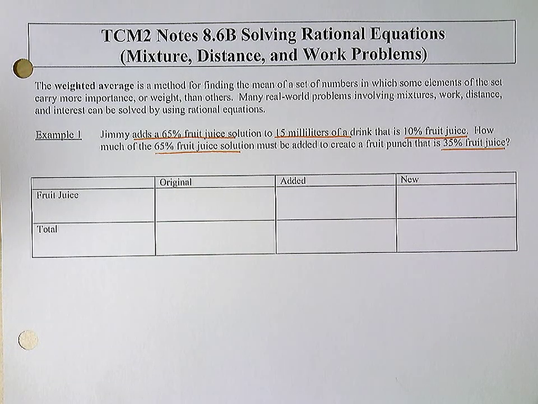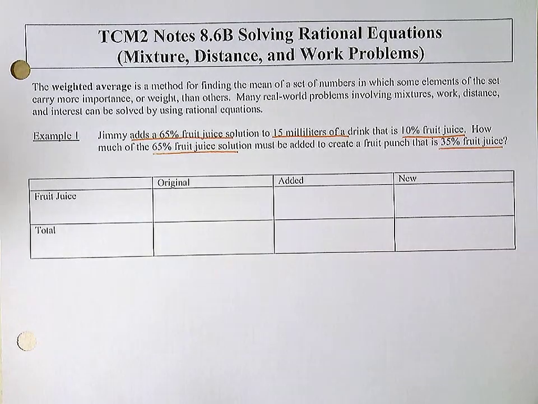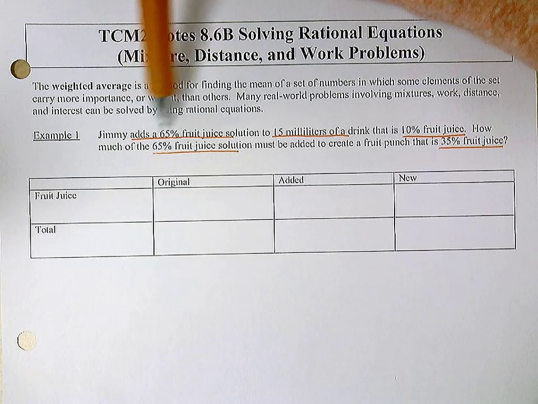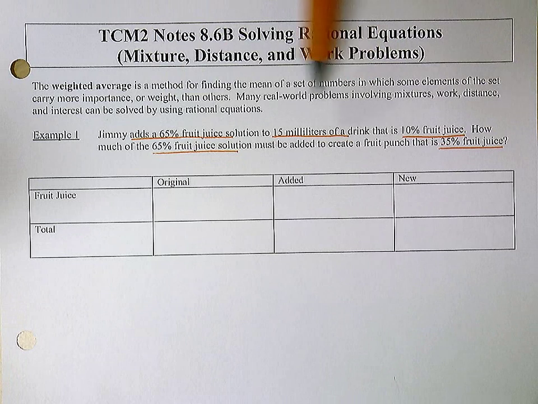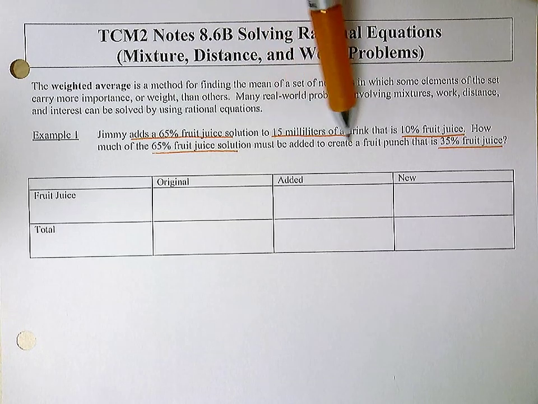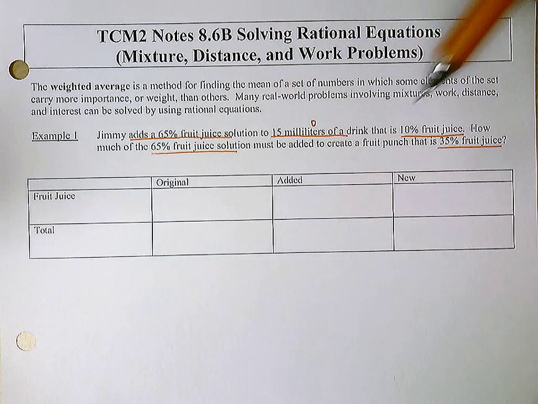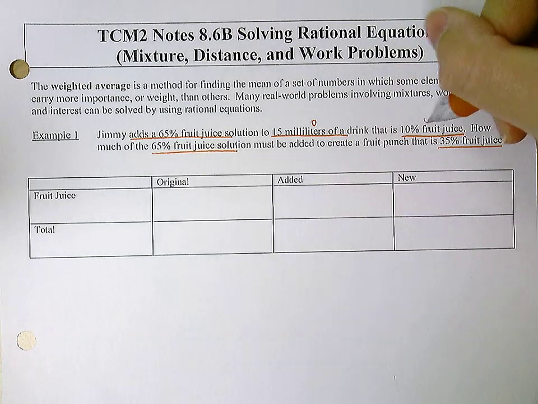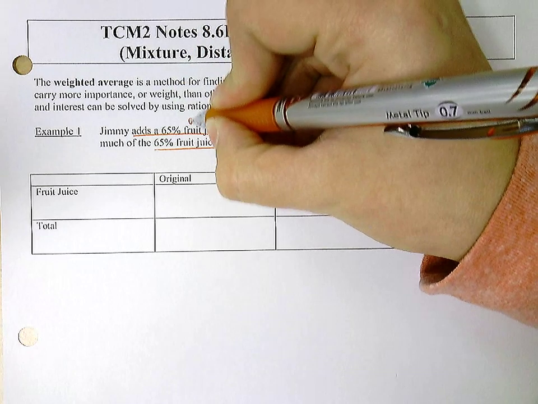Okay, so in this table, I have your fruit juice with your percentages and then the total of liquid. Looking at the original, this one is not part of the original because it's what you're adding in, right? But he's adding it to 15 milliliters of this drink, so that's part of your original, right? And that original is 10% fruit juice, so that's part of the original. If I'm adding in, that's part of the added piece.